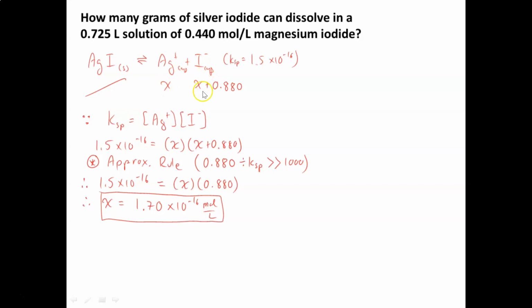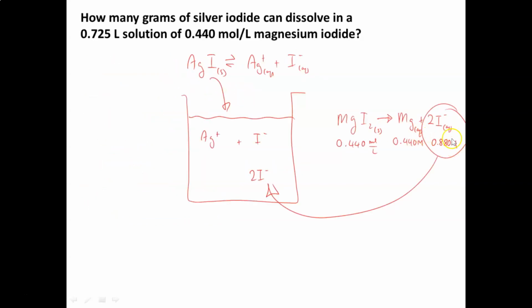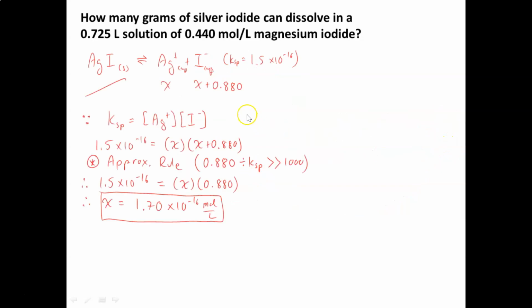However, iodine starts off with 0.880 moles per liter, courtesy of the magnesium iodide that was already in the solution. So because the iodine already had a head start, that's our common ion. We're going to write down X plus 0.880 instead. From there, we can substitute our values into the KSP expression. Remember that we don't need to factor in the silver iodide because it's a pure solid. And then we solve for X.